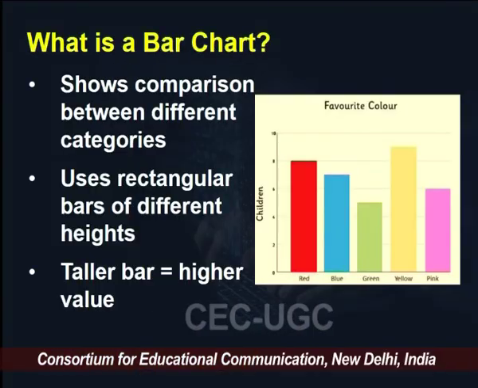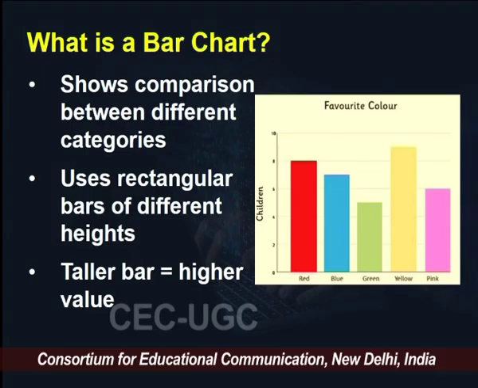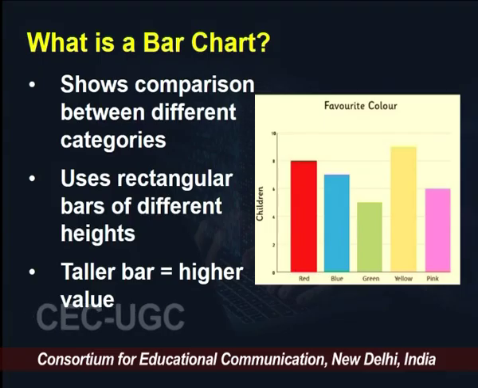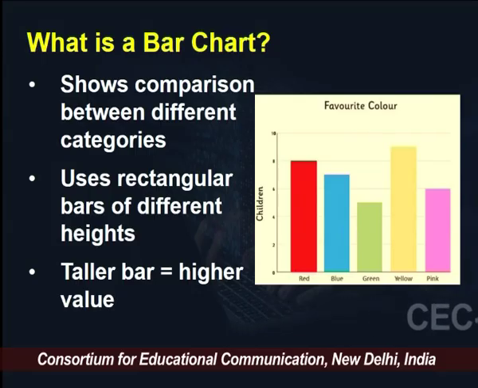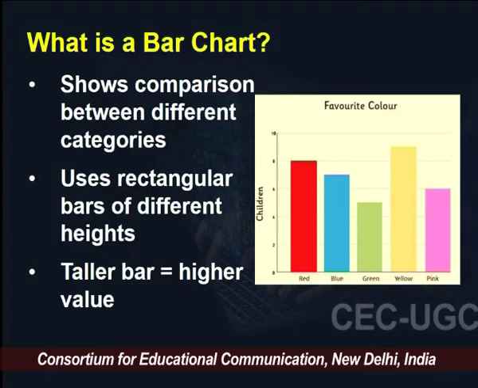So let's begin with understanding the first kind of chart. As you can see on your screen, a bar chart is visible. Now, what is a bar chart? A bar chart shows comparison between different categories. It uses rectangular bars of different heights, and the taller the bar, the higher the value is. As we saw in the Jabalpur wheat example, Jabalpur had the tallest bar, which meant Jabalpur produced the highest amount of wheat in that particular year. So a bar chart is a very simple kind of chart which uses rectangular bars, and the taller the bar, the higher the value.